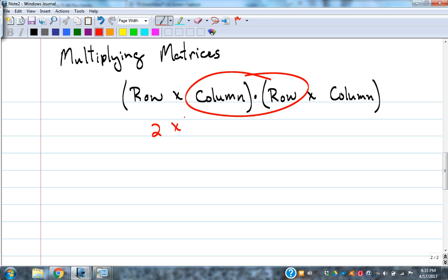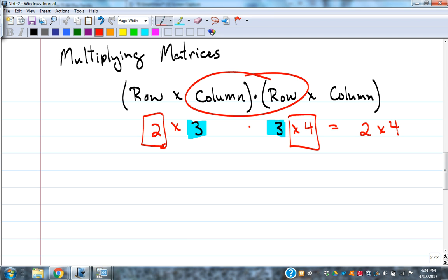So like you could have a 2 by 3 times a 3 by 4. Since that matches, that means you can multiply them together. If the numbers in the middle for the dimensions don't match, then you can't multiply them together. Since they do match, the answer is going to be a 2 by 4. That comes from the outsides, so that can tell you what size of an answer you should get.